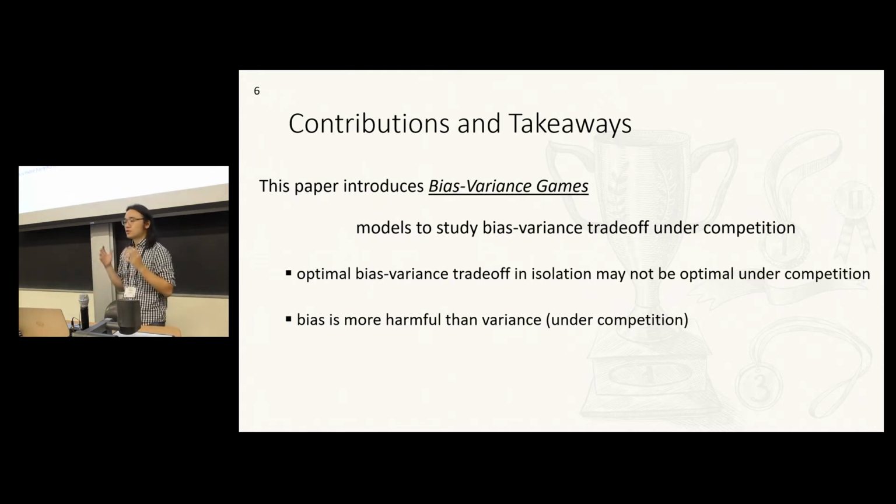Motivated by this toy example, in this paper we want to understand what the bias-variance trade-off will be under competition. To do so, we introduce a model which we call the bias-variance game. The qualitative result says that the optimal bias-variance trade-off in isolation may no longer be optimal under competition. Generally speaking, what we observe is that bias is more harmful than variance. We will be more clear about those two takeaway messages at the end of the talk.